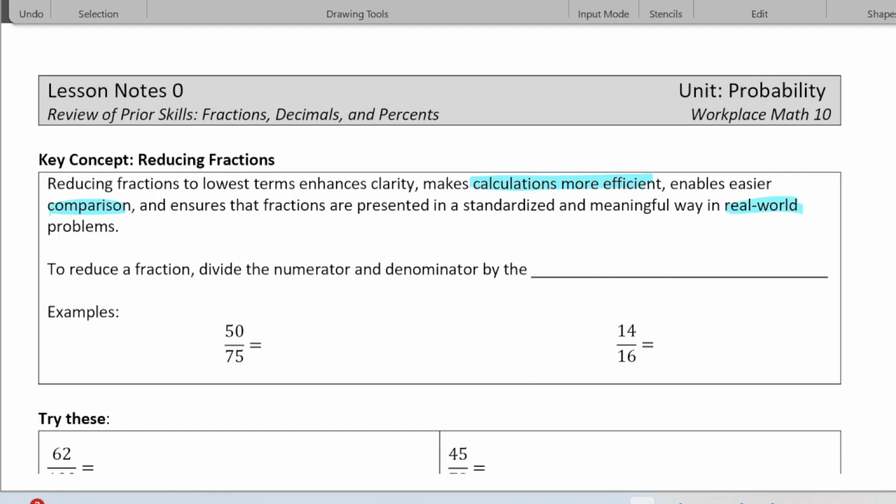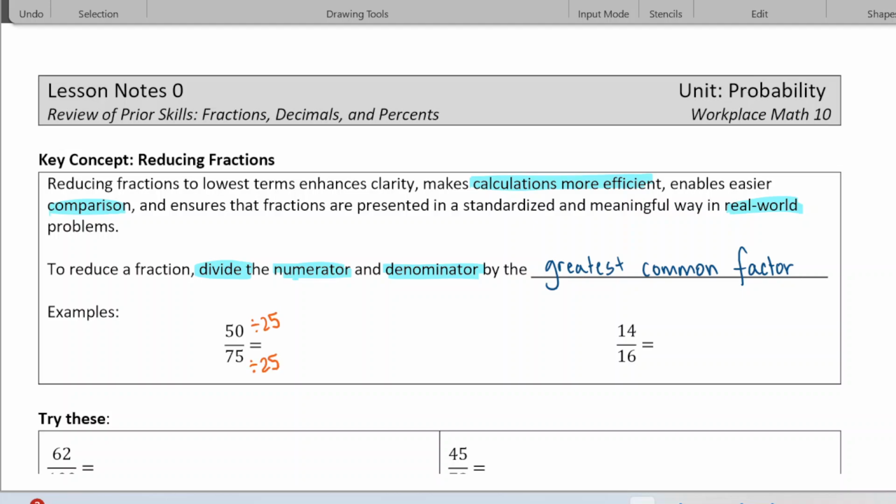So to reduce a fraction, we want to look for a number that divides evenly into the numerator, that's the top number, and the denominator. And we want to pick the biggest number we can if possible. So we want to choose the greatest common factor. That's the biggest number that's going to divide both. So for example, if we had 50 over 75, the biggest number that goes into 50 and 75 is 25.